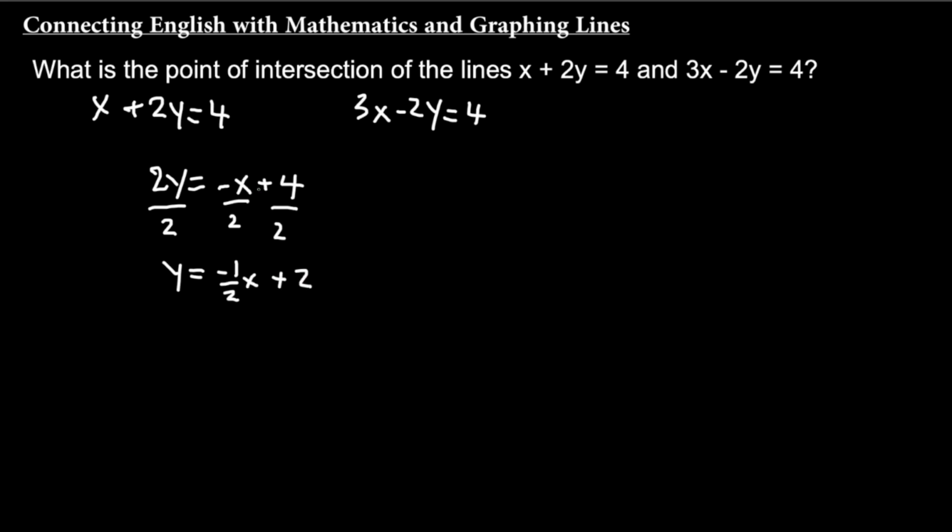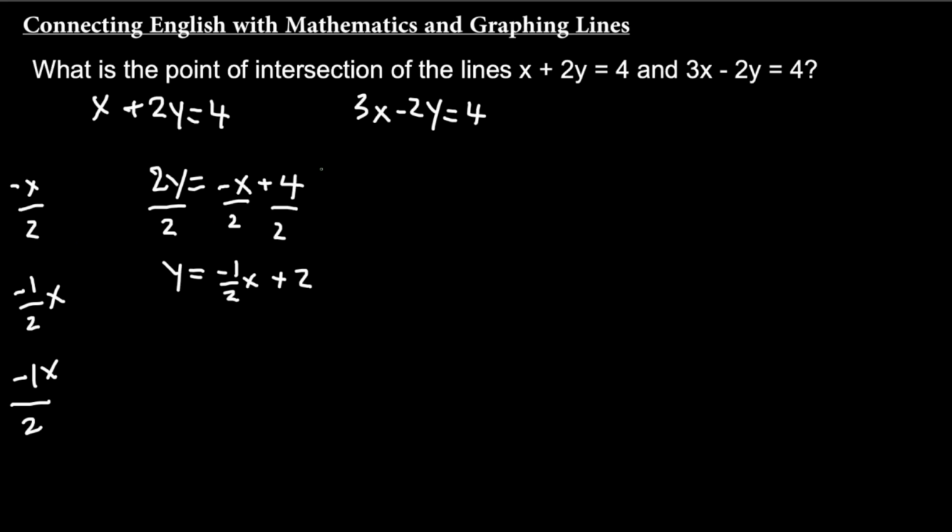Now, it's interesting because this part, negative x over 2, in your textbook, you may see negative x over 2. It's actually the same thing as negative 1 over 2x or negative 1x over 2. These are all just different ways of writing the same thing.